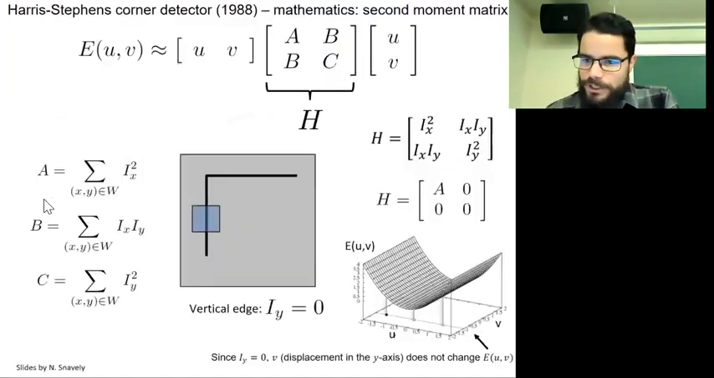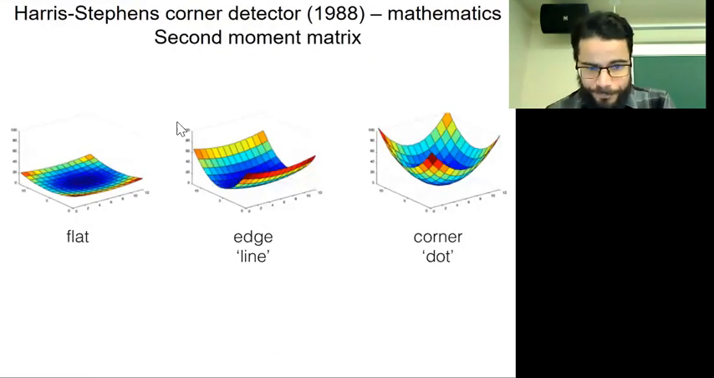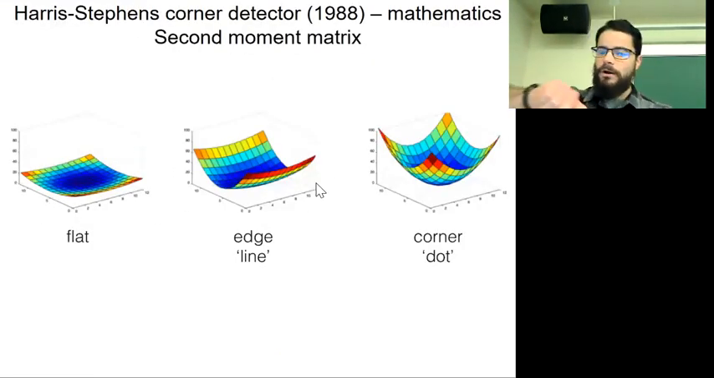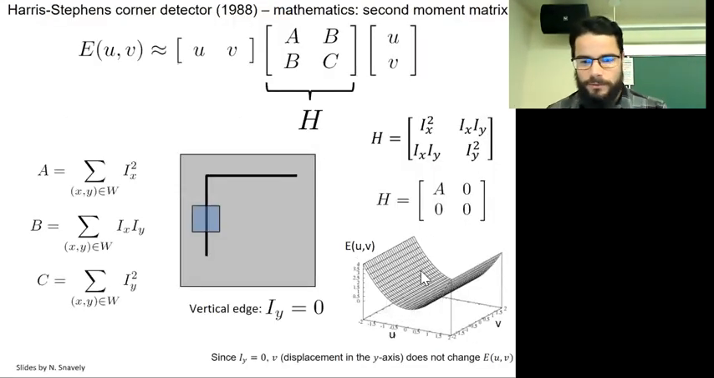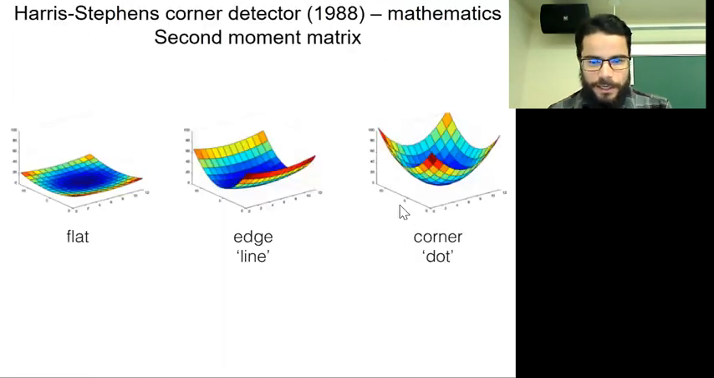If we are on a flat region, the error is going to look flat as well, a flat surface. If we are on an edge, or on the edges that create a line in particular, this is how it is going to look. This is what I was discussing just now. And if we are on a corner, it is going to look like this.